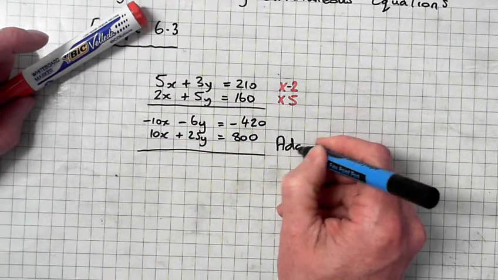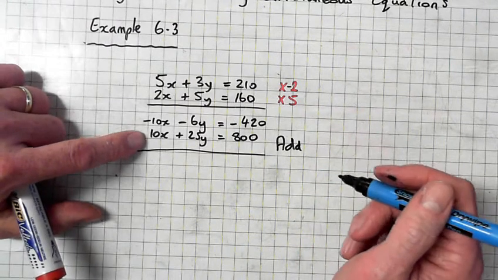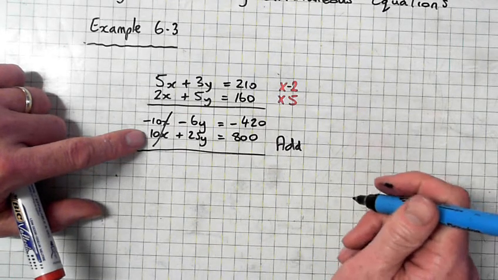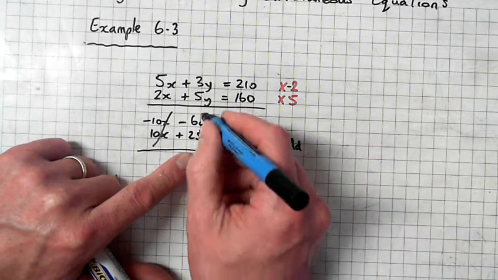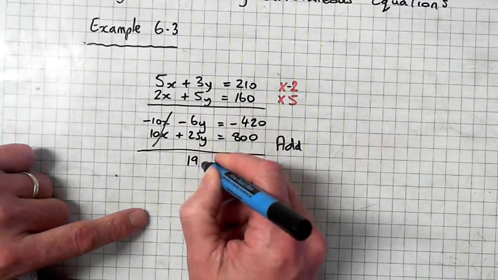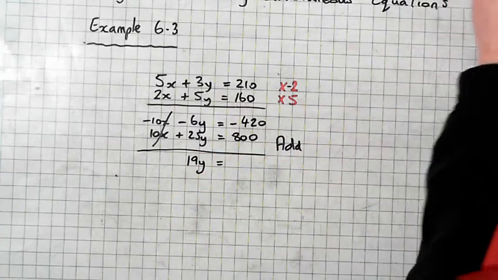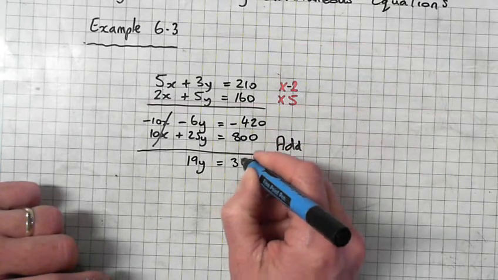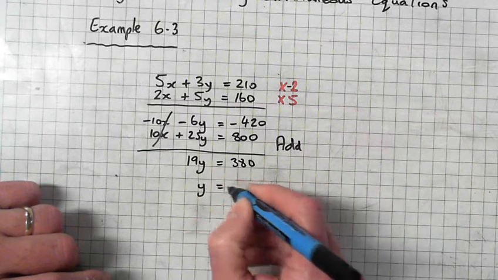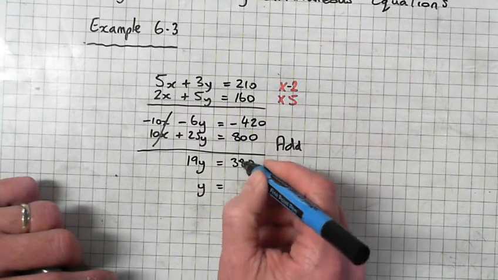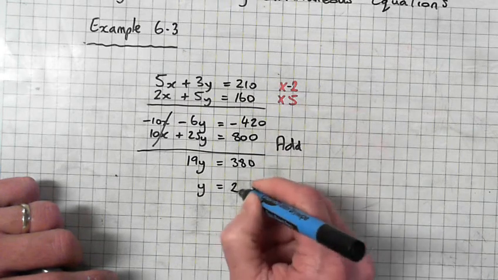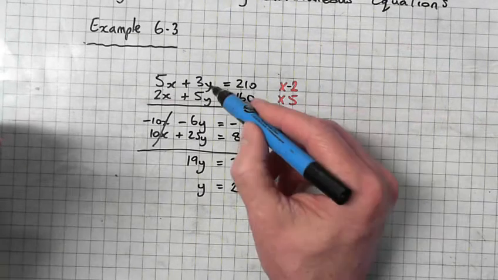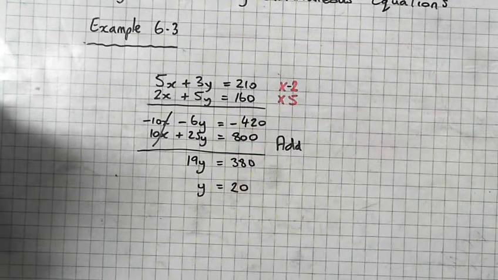Now at this stage we add. So minus 10 plus 10 is equal to 0. So that's what we mean about cancelling, 0x. So we've got 25y minus 6, 19y. And then we've got 800 minus 420. So that's 380. Now divide both sides by 19. 19 into 19 goes once. 19 into 380 goes 20 times. So we found out y, the cost for a child, y is the child, is €20.